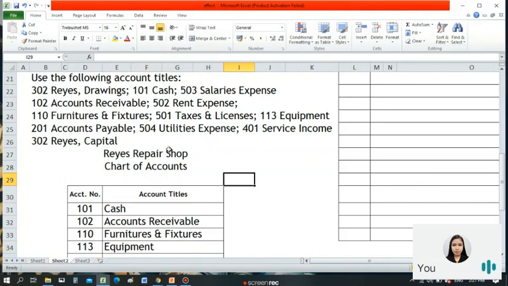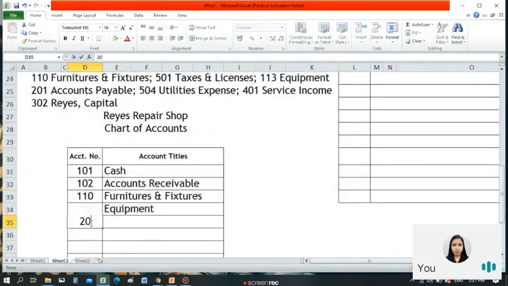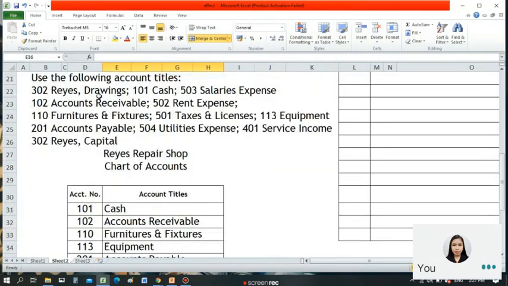Next is the liabilities. So it must be starting at number 2, account number. So we have 201, accounts payable. Meron pa ba? Wala na. So next is the capital account. So we only have 2, the owner's capital and the owner's drawing.